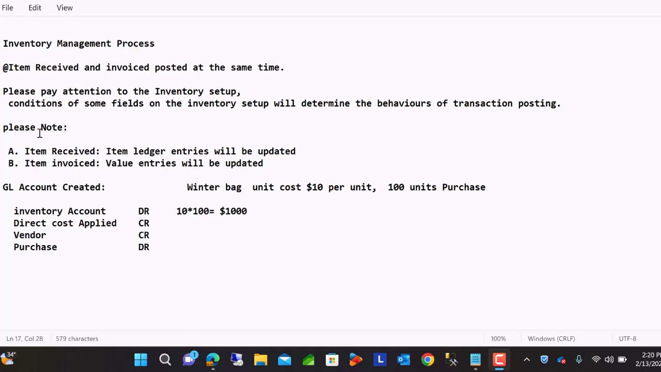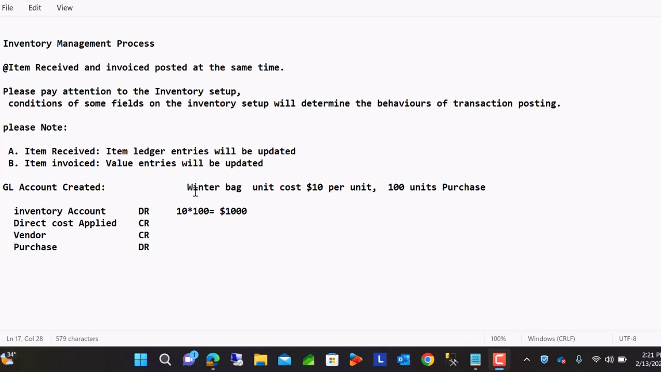So at this stage, we'll be looking at the item purchase, receive and invoice at the same time. Item received means that item ledger entries will be updated when you receive an item. But in this case, we are receiving the item and we are also invoicing. When the item is invoiced, the value entries will be updated. It is the value entries that will be committed to the general ledger. So, four accounts will be created when an item is being purchased.